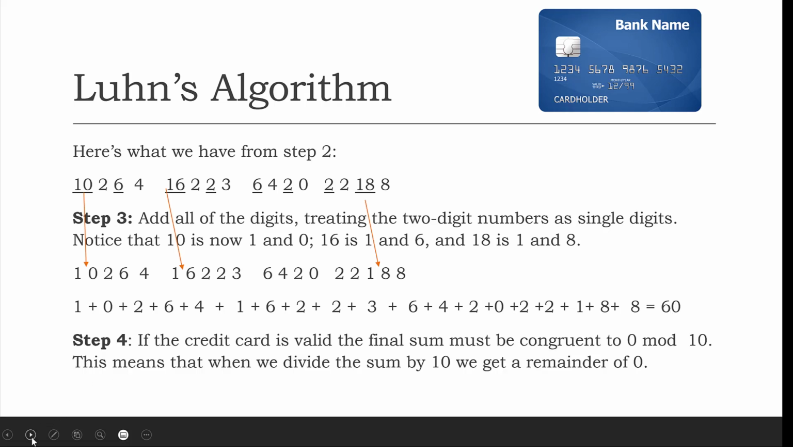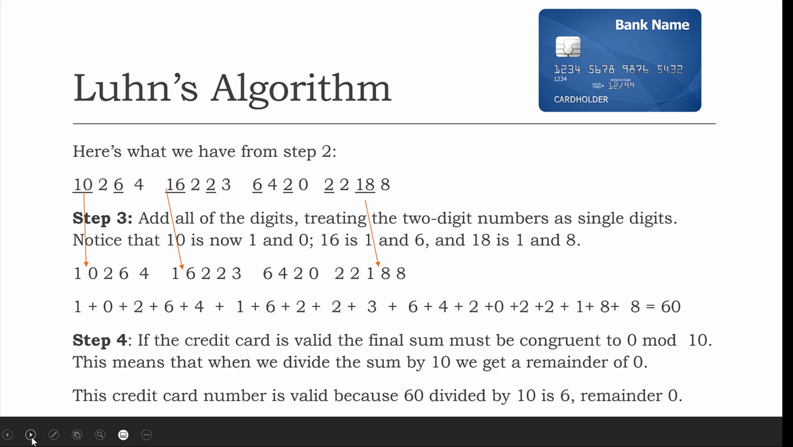If the credit card is valid, the final sum must be congruent to 0 mod 10. That means when we divide the sum by 10, we get a remainder of 0. And we see in this case, if we take 60 and divide by 10, we indeed get 6 remainder 0, so this credit card number is valid.